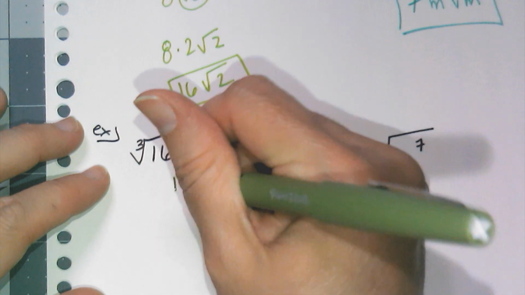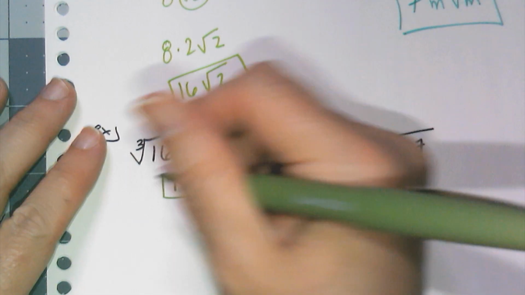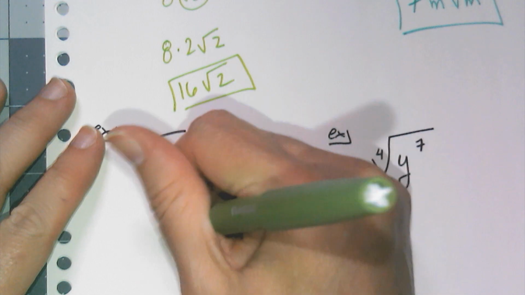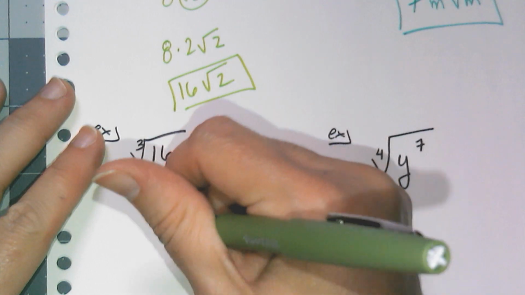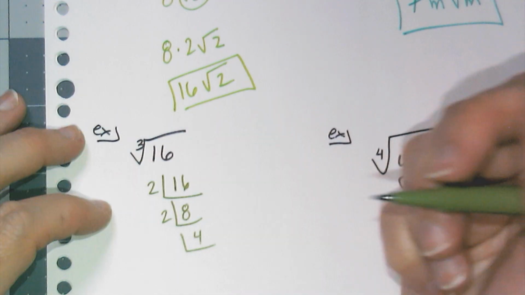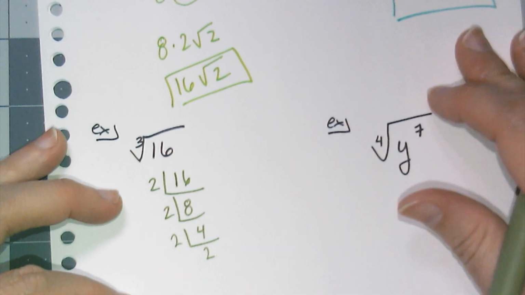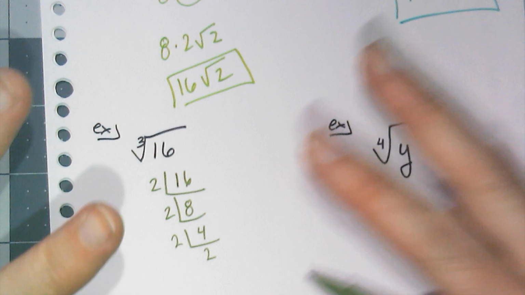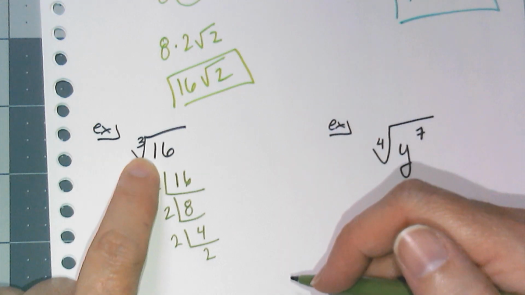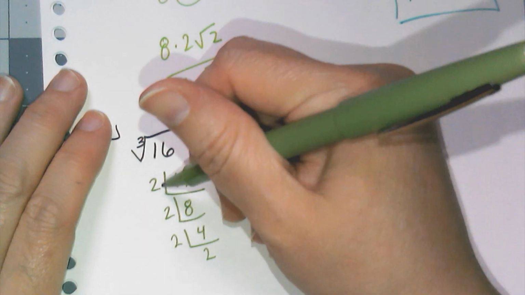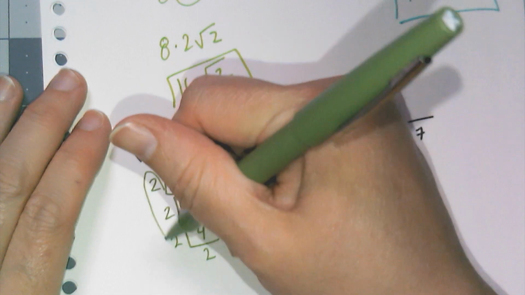So I'm going to start with 16, and I know 16 is divisible by 2. I'm left with an 8. I know 8 is divisible by 2. I'm left with a 4. And I know 4 is divisible by 2, and that's a 2 times a 2. Right, so now what I'm looking for, though, I'm not looking for perfect square factors. That is cube root, so I need perfect cubic factors. And I have them right there.